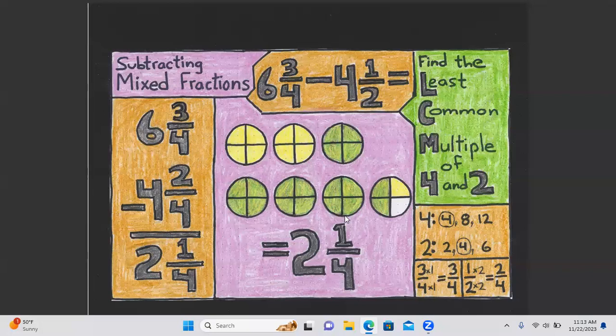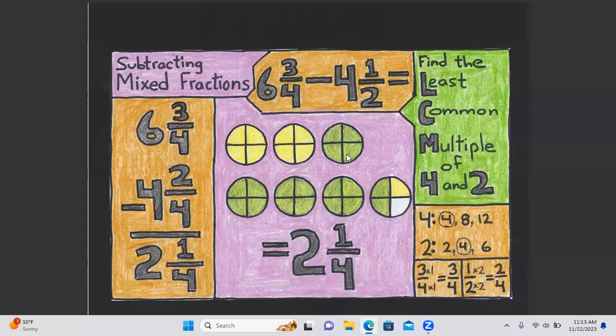And as a further illustration, we can draw a picture of this. We can actually draw 6 3/4. Okay, so as you can see, 1, 2, 3, 4, 5, 6, and 3/4 of 1. So we're almost at 7, but not quite. And so now what we'll do, we'll just simply subtract 4 1/2 or 4 2/4 from this illustration, from what we see here. And the green ones show us which ones we're subtracting. Again, we're subtracting 4 2/4.